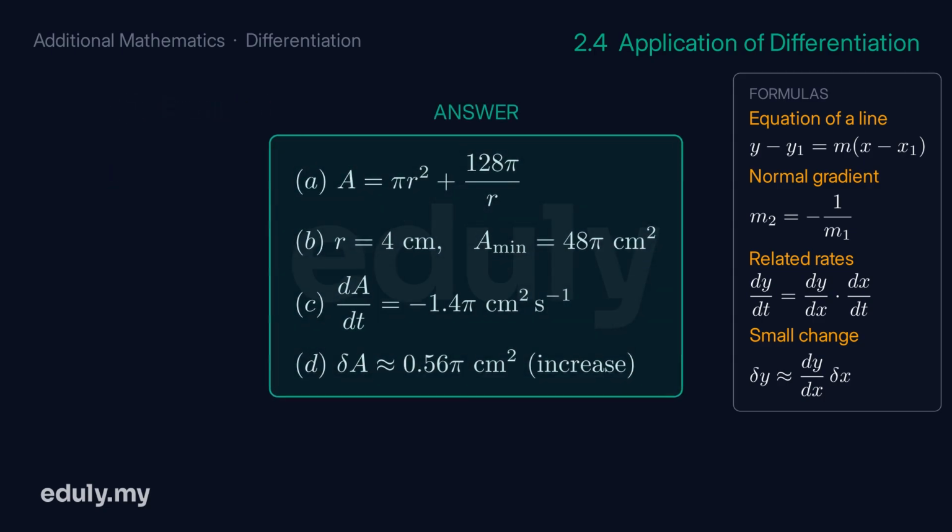A, pi r squared plus 128 pi over r. B, r equals 4, area 48 pi. C, negative 1.4 pi per second. D, about 0.56 pi, an increase.